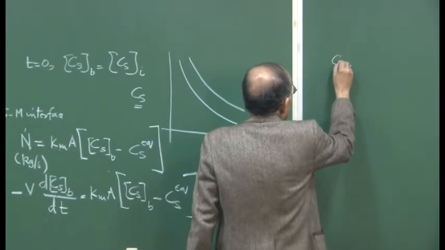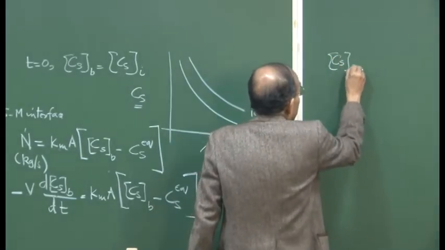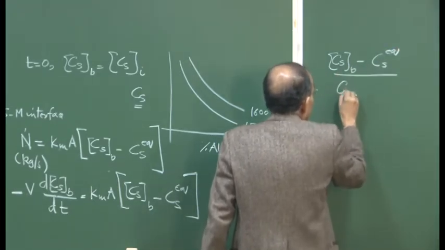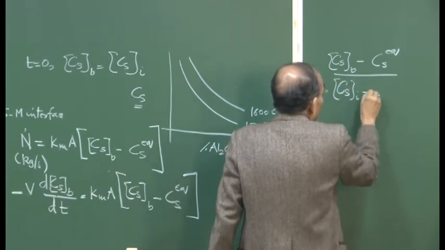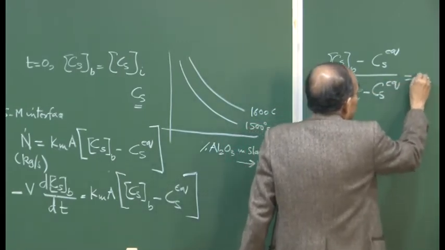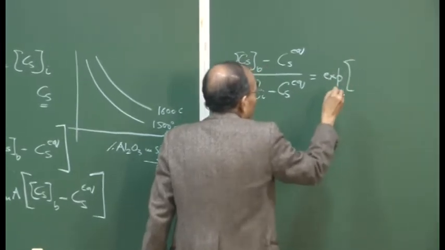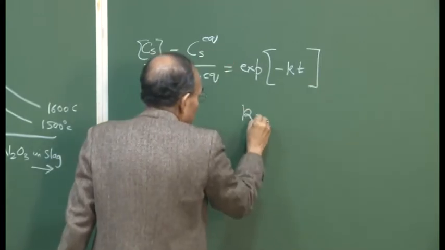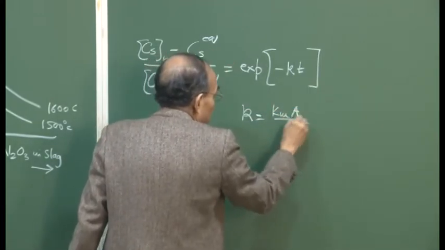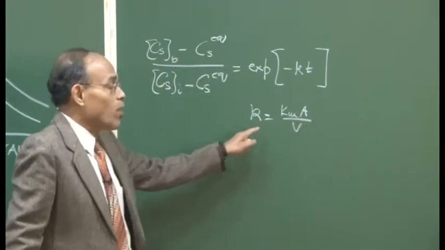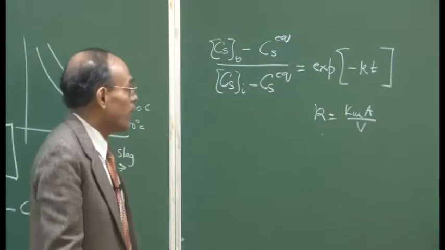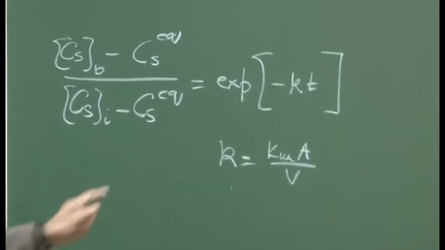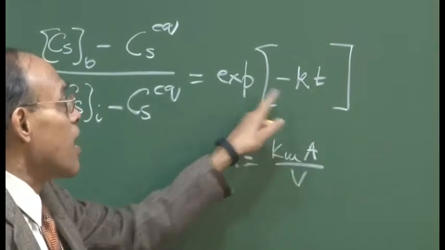Csb minus Cs equilibrium, and then we have Csi minus Cs equilibrium is equal to exponential minus Kt, where this K is nothing but the Km mass transfer coefficient times area by volume, which has a dimension of 1/second. So, this is the rate constant of the desulphurization process, and it is understood that at very large time, if the time is very large, then this term is going to be equal to 0.